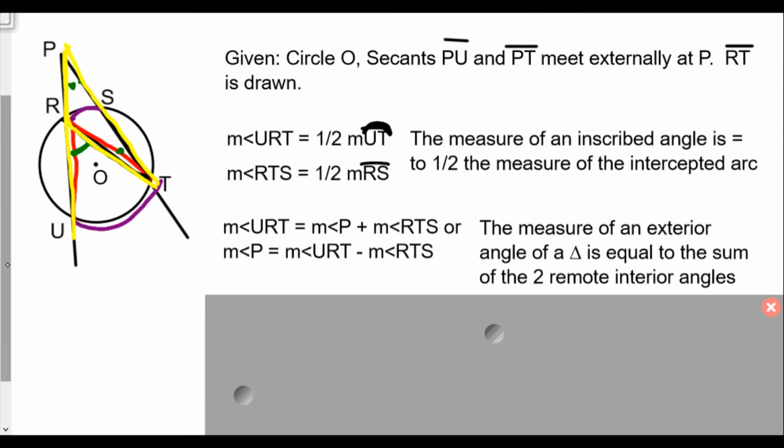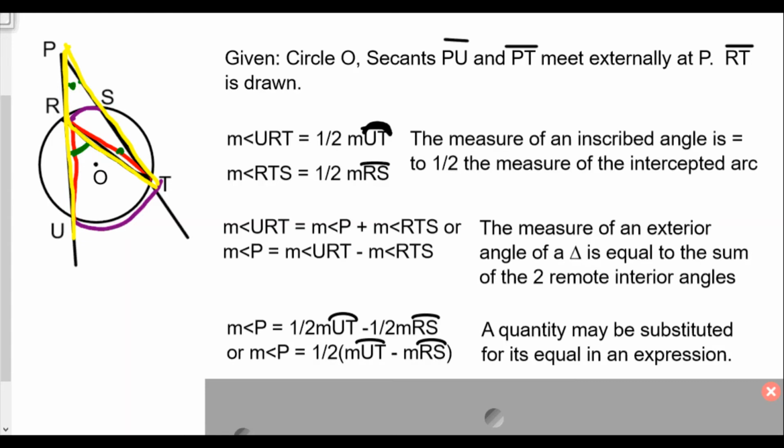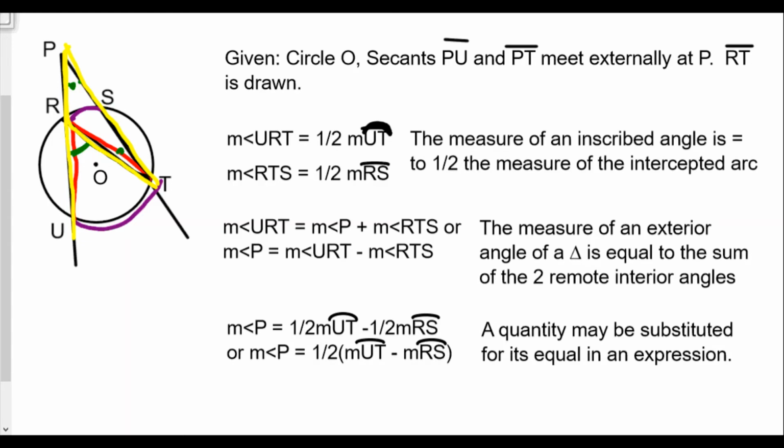replace the measure of angle URT with 1/2 the measure of arc UT, and replace the measure of angle RTS with 1/2 the measure of arc RS, and we're going to get, in this case, the measure of angle P equals 1/2 the measure of arc UT minus 1/2 the measure of arc RS, or 1/2 the difference of arc UT minus arc RS. And here is substitution. The quantity may be substituted for what is equal in the expression, but what it comes down to is this, okay?